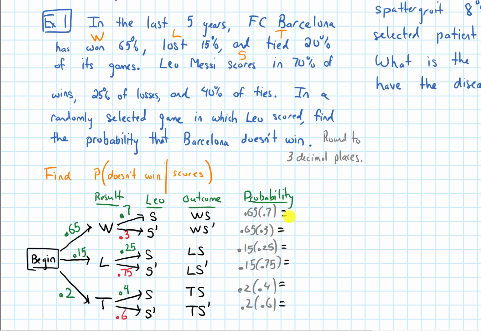Okay, so for the first one, if we work out what this is, alrighty, so multiplying those, we get 0.455. The next one is 0.195. Then it's 0.0375, 0.1125, 0.08, and then finally 0.12.